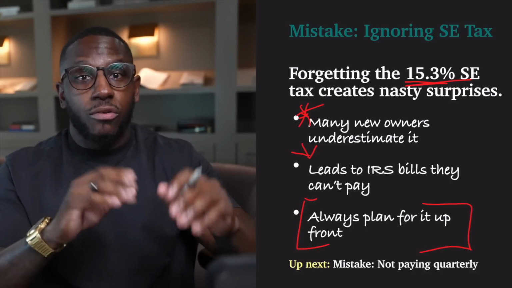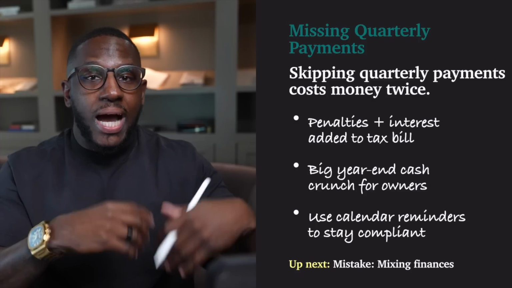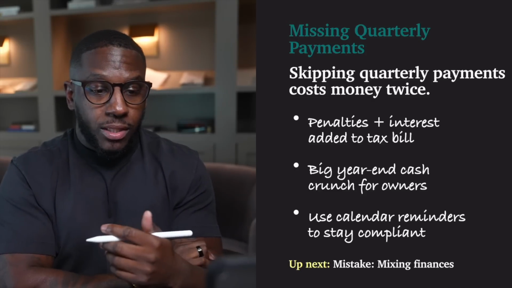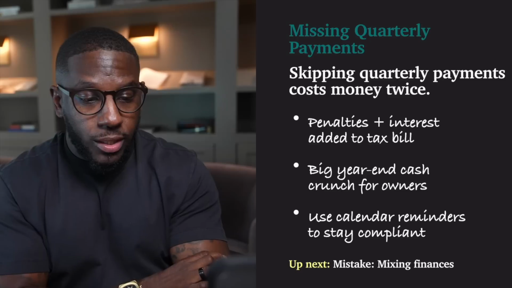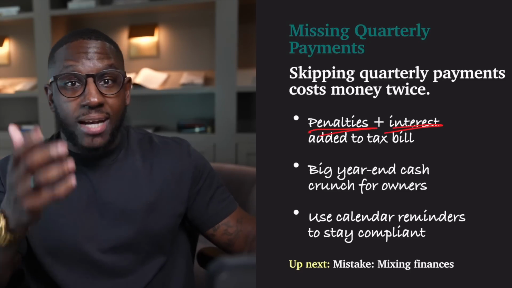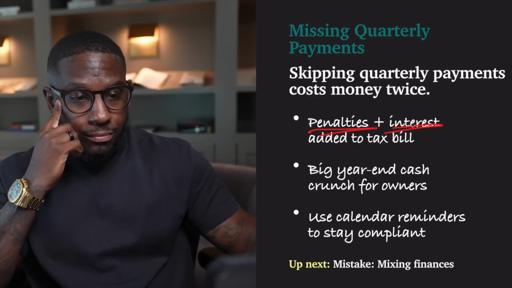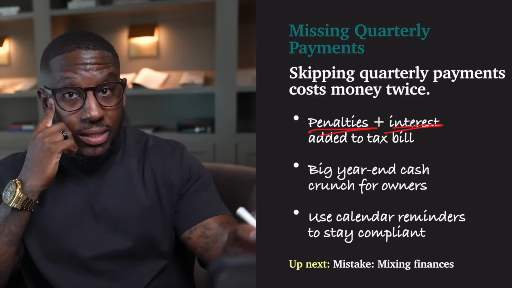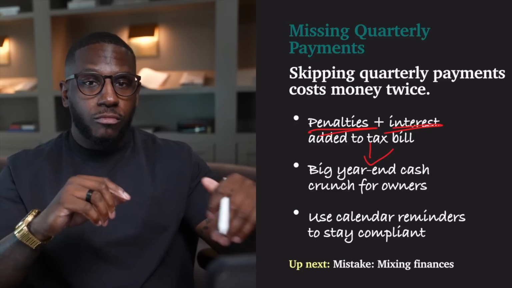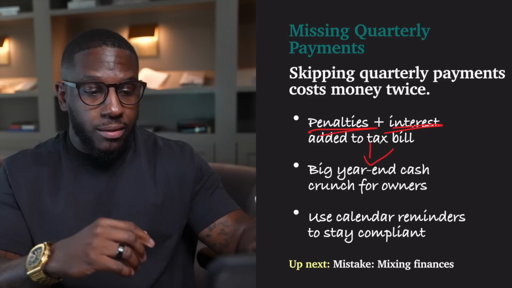But anyway, let's go over mistake number two, which is not paying your quarterly payments. Right? So when you skip those quarterly payments, it costs you twice. It costs you with penalties, and it costs you with interest added to that tax bill. All right? Which leads to a big year-end crunch for owners. So you want to use your calendar reminders to stay compliant there.